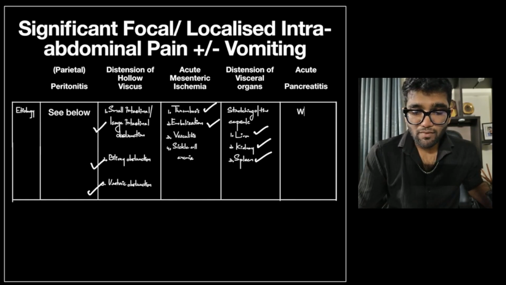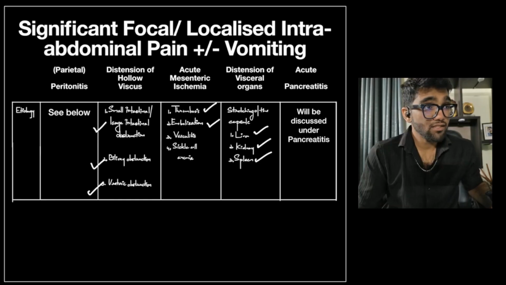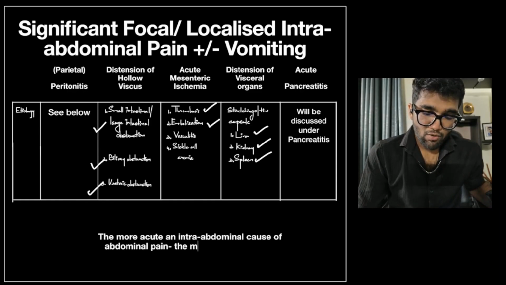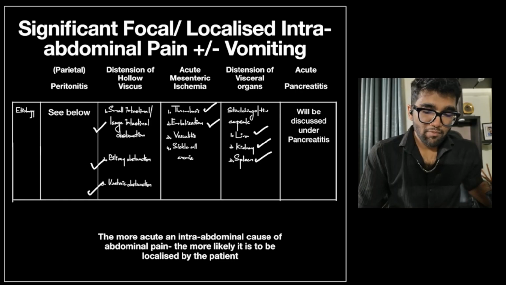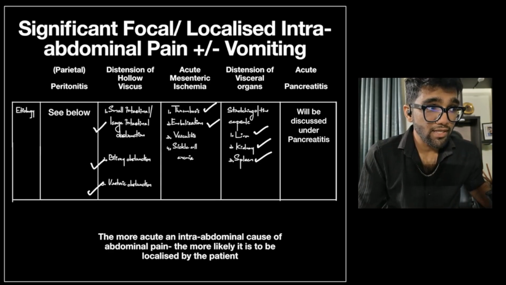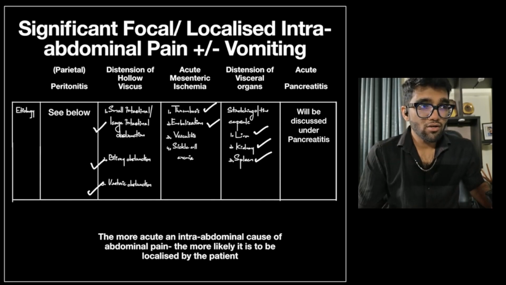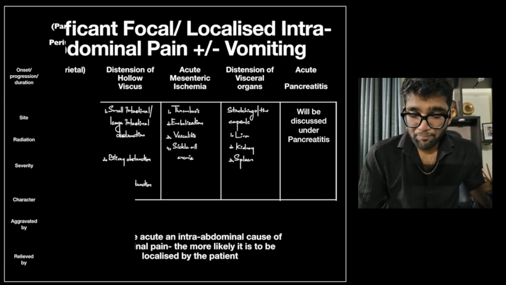And again, acute pancreatitis will be discussed in detail under pancreatitis in the next discussion in the series. So I'll be taking the details that will be covered there. Now, importantly, the more acute and intra-abdominal the cause of abdominal pain, the more likely it is to be localized by the patient. As we've discussed, those causes where you have significant abdominal pain, but that pain is still poorly localized, those are more chronic causes of pain where there is overlap of the sensory distributions from which the pain is arising, because of abnormalities of pain gating.